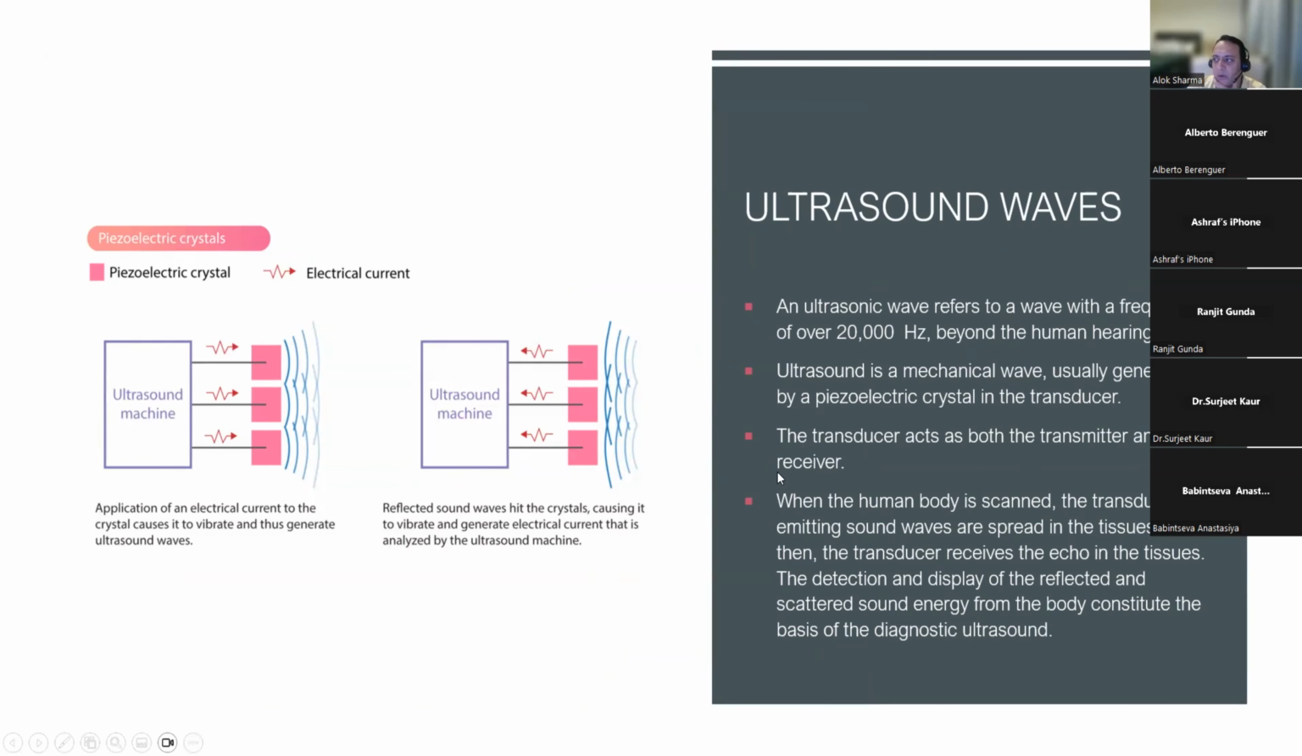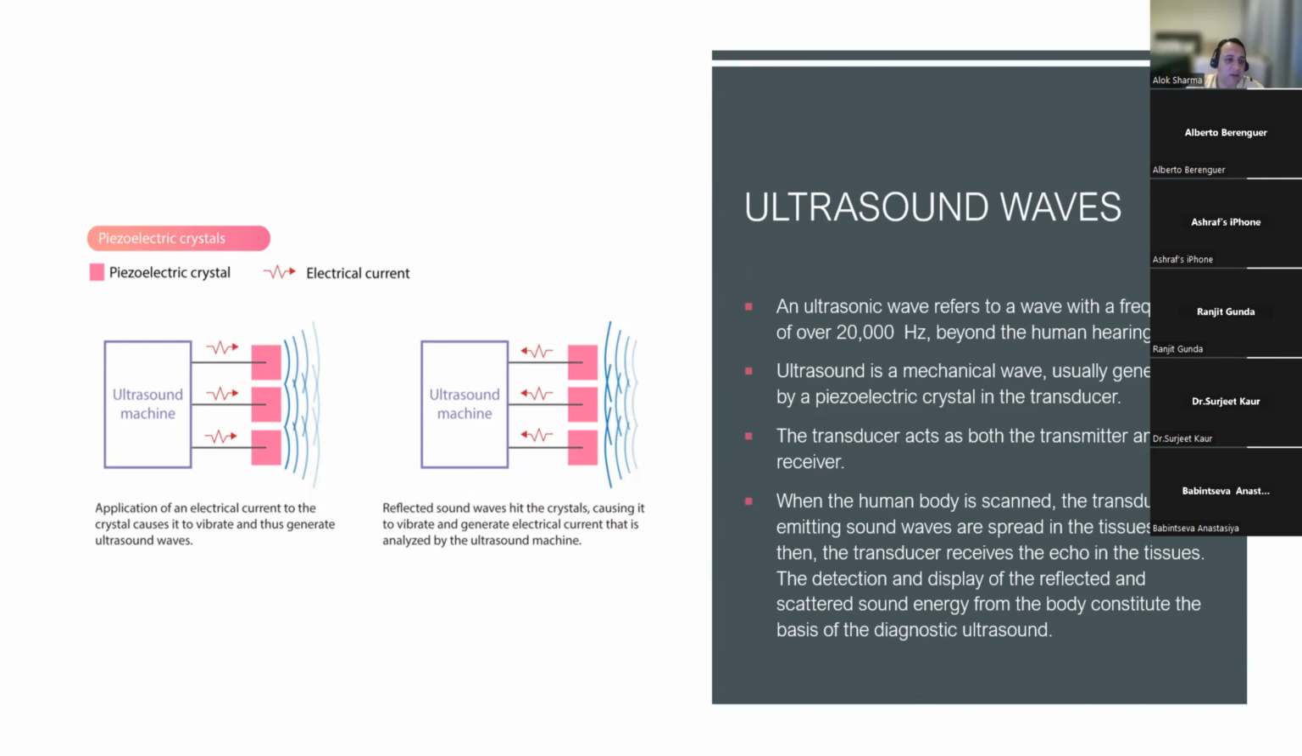So as we know, an ultrasonic wave refers to a wave with a frequency over 20,000 hertz. So it's actually beyond human hearing range. But really, these ultrasound waves, when presented to the human body, can actually interact with tissue. And with a transducer placed in the appropriate place, when the human body is scanned, the emitted sound waves spread into the tissues and basically reflect back.